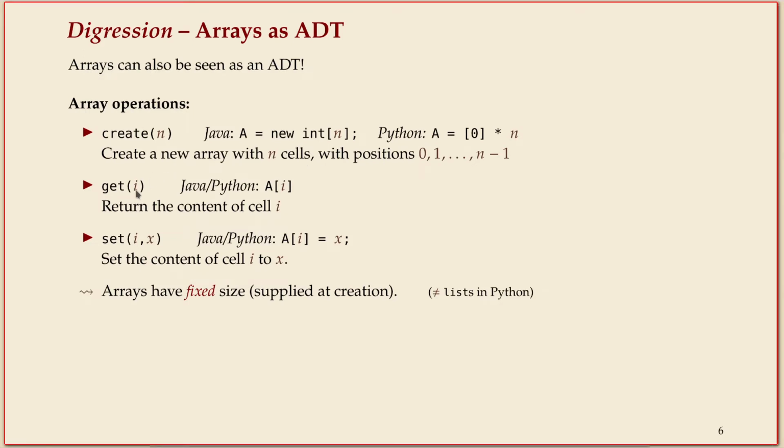We can get the ith element in the array so that we can access an element by index. And we can override the position by index. And both Java and Python use the square brackets to do that. And the important thing is fixed size. As I said, at construction time, you allocate a fixed chunk of memory, and that is it.